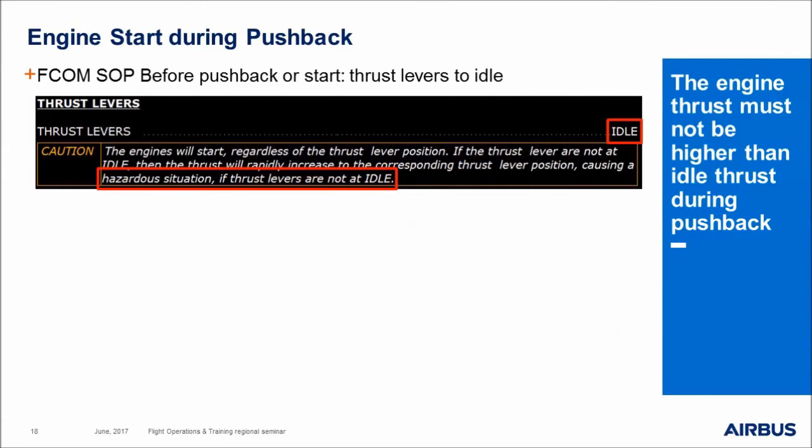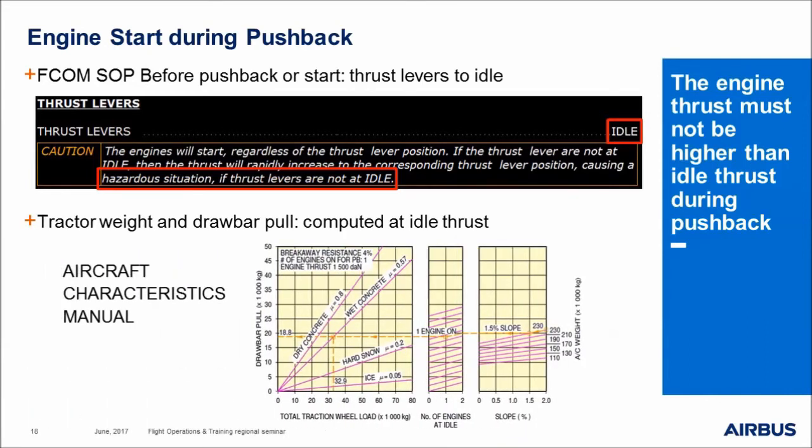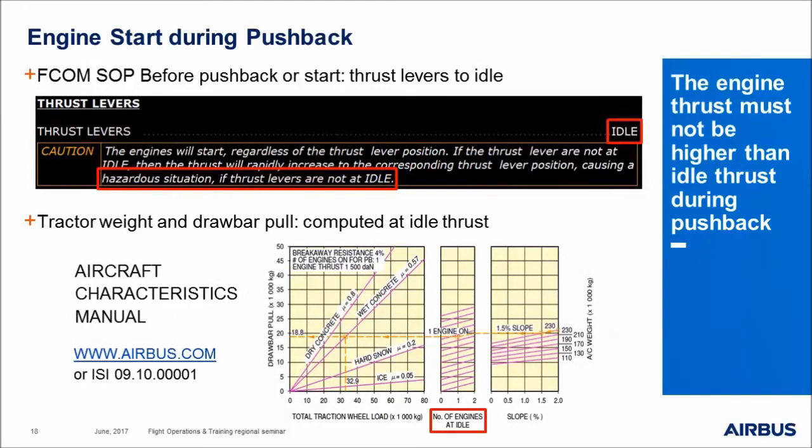The FCOM SOP before pushback or start requests idle to be selected at this stage, and a caution reminds that a hazardous situation may occur if the thrust levers are not set to idle. The tractor weight and the necessary drawbar pull are computed by accounting for idle thrust.